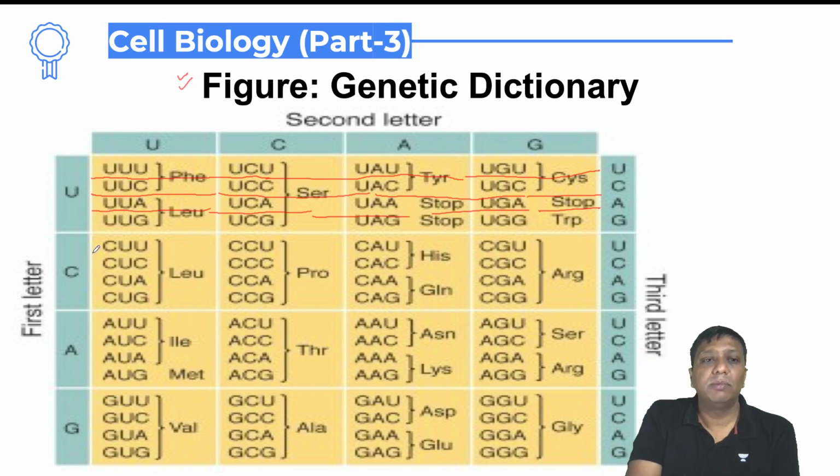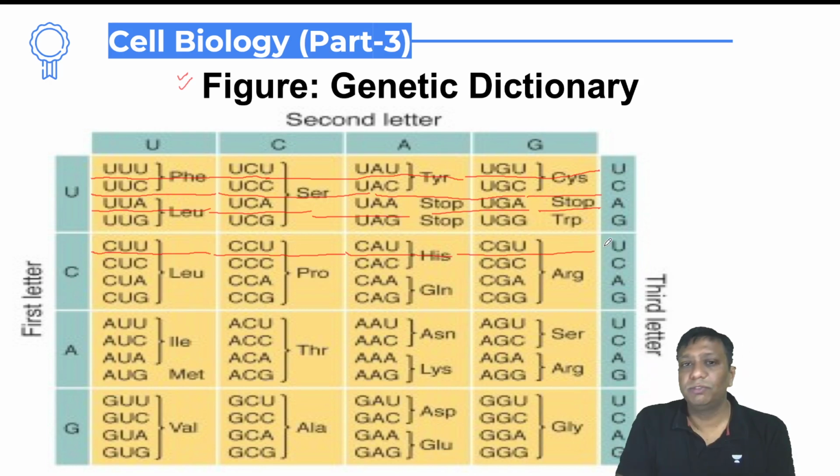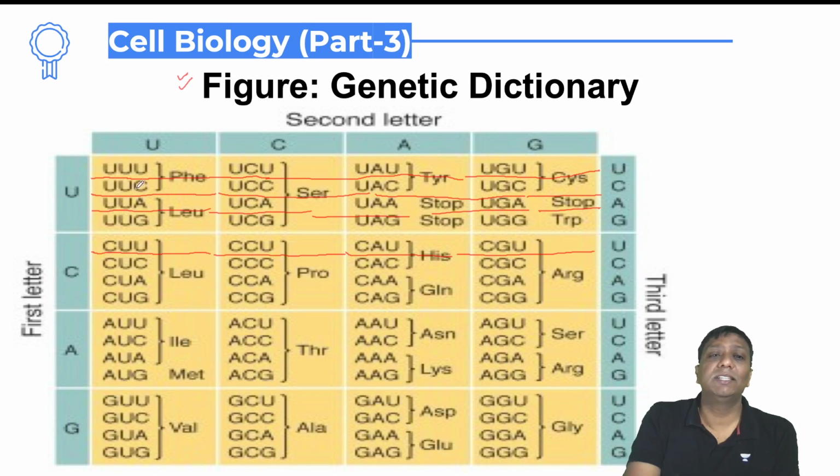I hope you understood. Similarly, the boxes will also be here. In that way, guys, in total how many boxes will you get in the genetic dictionary? 64. And each and every box has a genetic code or codon, and those are in triplets. Triplet means a group of 3 bases. In every box you can see 3 bases.